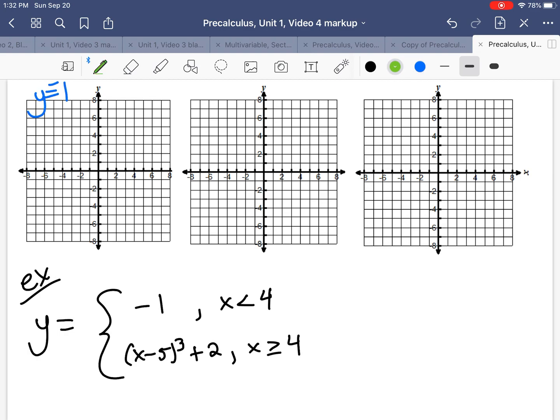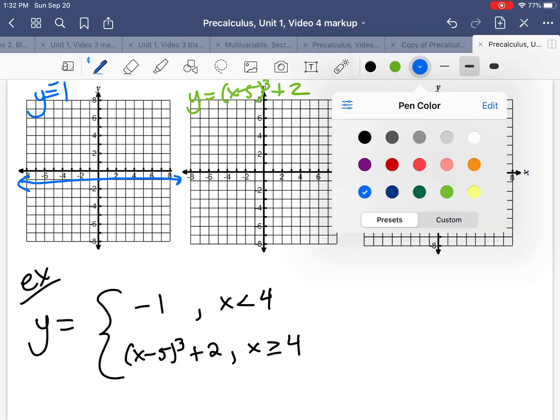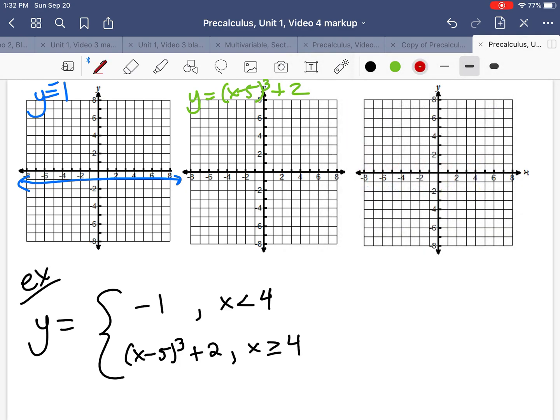All right, my second problem is y equals (x minus 5) to the third plus 2. And then my third graph is for the two put together. So y equals -1. Well, that's easy. It's just a horizontal line at -1 going every which direction. But I only want this if x is less than 4. So I only want to do this graph if everything's less than 4. So I'm only going to take this graph from, let's see, less than 4. So I'm going to take it from right here and back. All right, so I don't want that part.